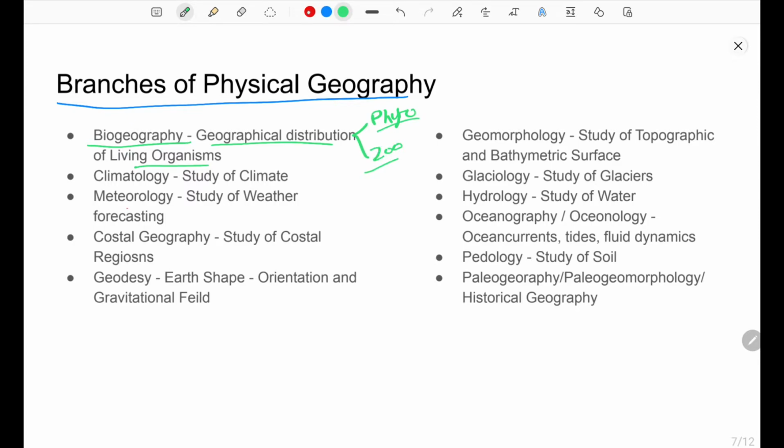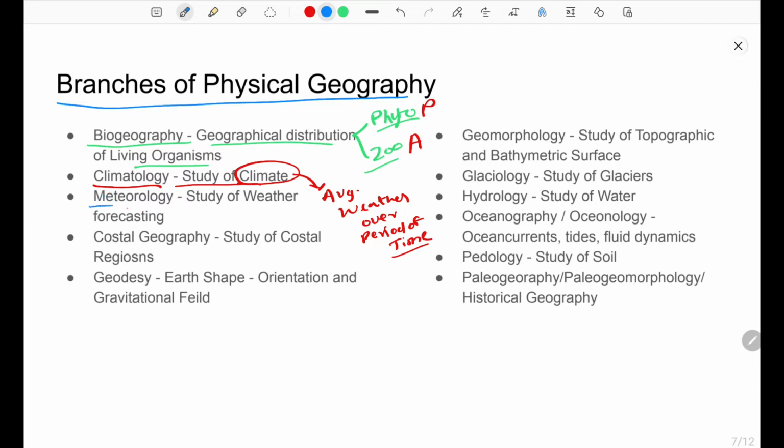Phytogeography deals with geographical distribution of plants, whereas zoogeography deals with the geographical distribution of animals. Coming to next branch, climatology. Climatology is a study of climate. What is meant by this climate? Climate is average weather over a period of time. We call it as climate.